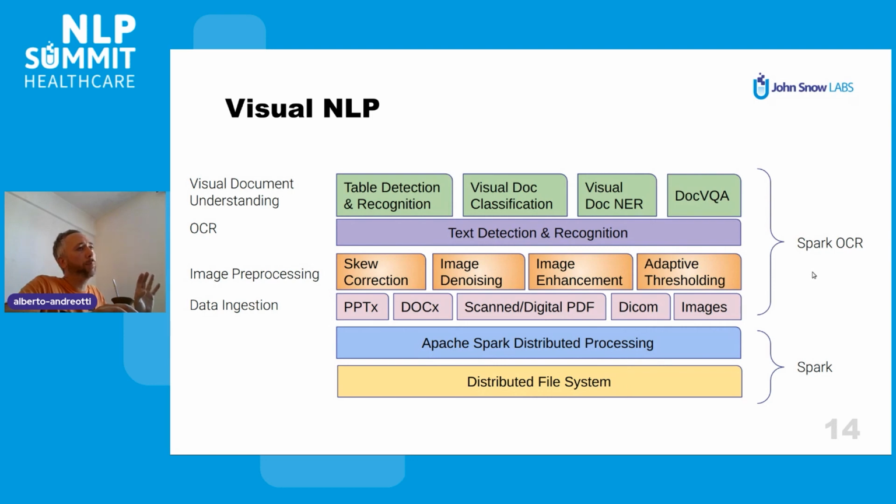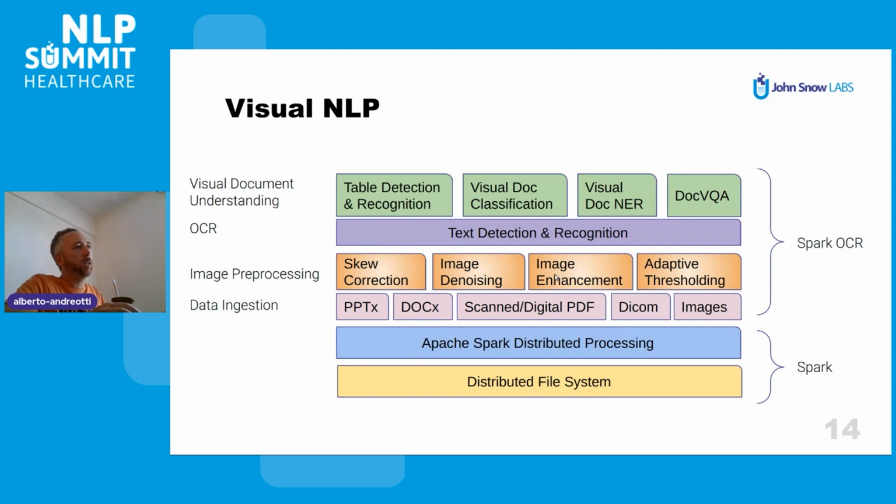The Visual NLP, also known as Spark OCR product, is a visual document understanding library that runs on Apache Spark, meaning that it uses the distributed capabilities of Apache Spark. The main abstraction there is the data frame. Basically, it's like a SQL table that is distributed across different nodes. And on top of that, we have some image preprocessing, data ingestion, and just the basics to get the images out of the documents and to perform some preprocessing like skew correction, image denoising.